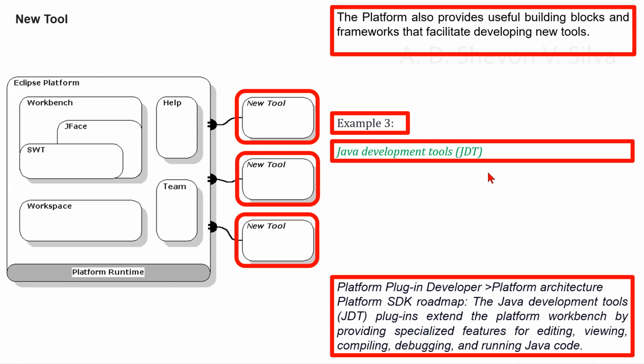JDT is installed as a set of plugins that are included in the SDK. The Java development user guide describes how to use the Java tools. The JDT plugin developer guide describes the structure and API of the JDT if you refer to the documentation.